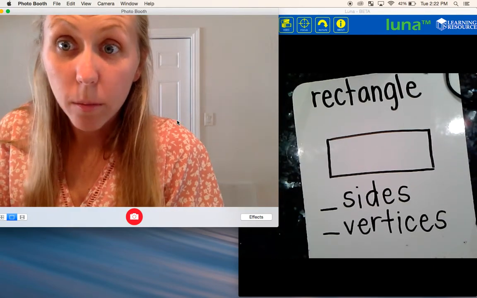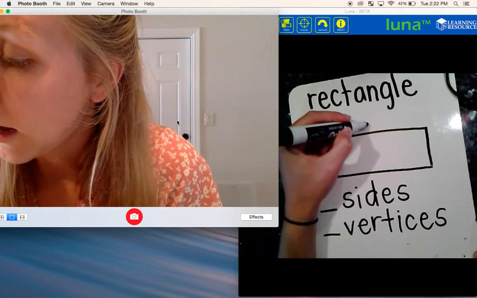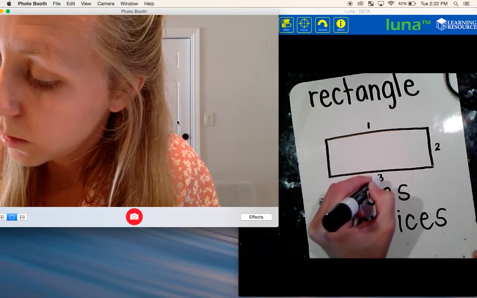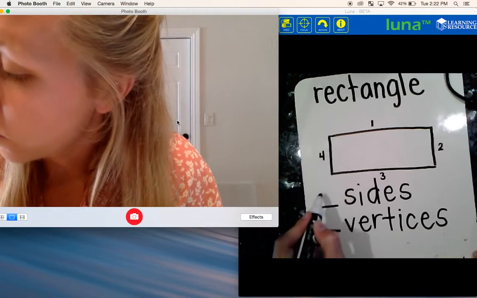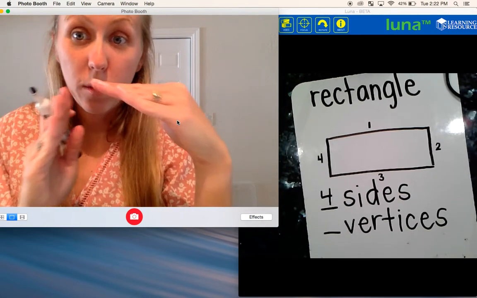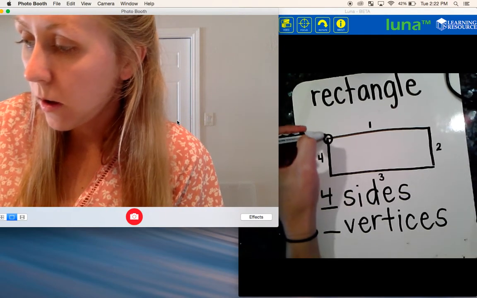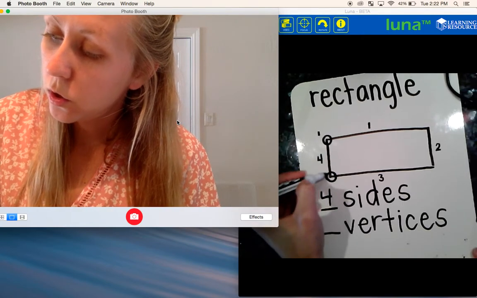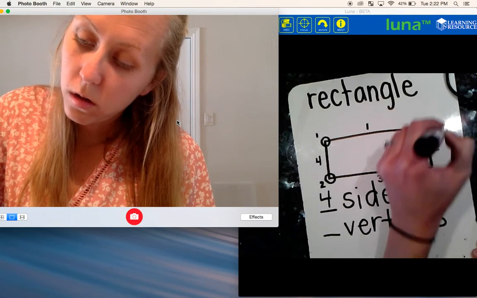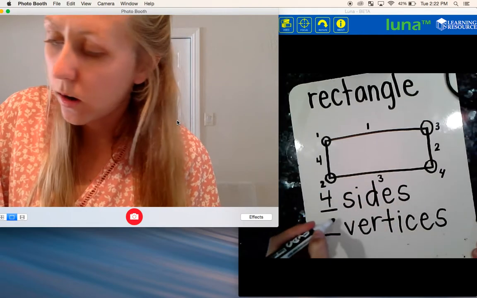And we're going to count the number of sides and the number of vertices. All right, so let's start with the sides. We have 1, 2, 3, and 4. Okay, and now let's count those vertices. That's where those two lines, two sides come together. 1, 2, 3, and 4.